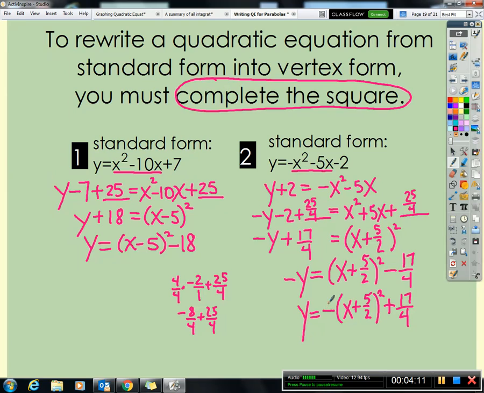The original a value here was negative 1. Those should always match. And I can see that the vertex is negative 5 over 2, positive 17/4. So I've done it. That's not easy because I had a fraction and a negative, but you can do it if you'll just take your time.